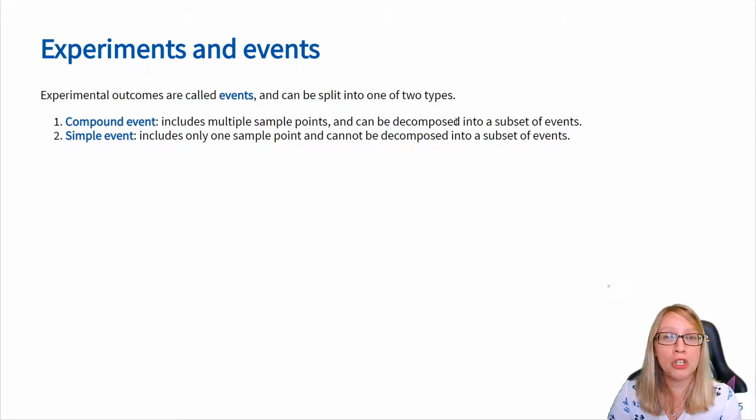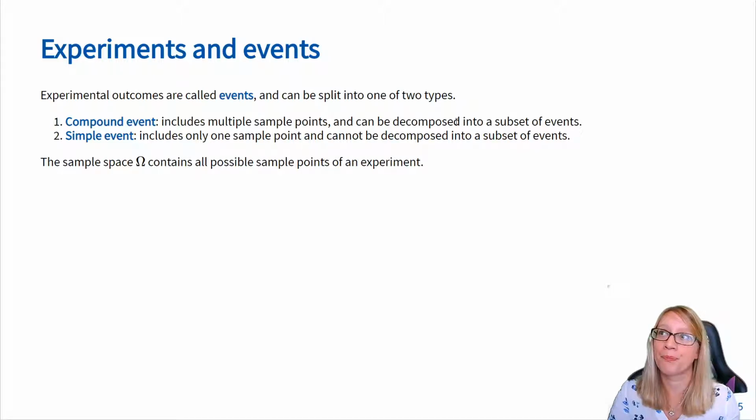So we refer to a compound event as an event with multiple outcomes in it. Suppose we're rolling, for example, a 6-sided die. Rolling a 1 or a 2 would be a compound event. A simple event then contains just a single outcome.